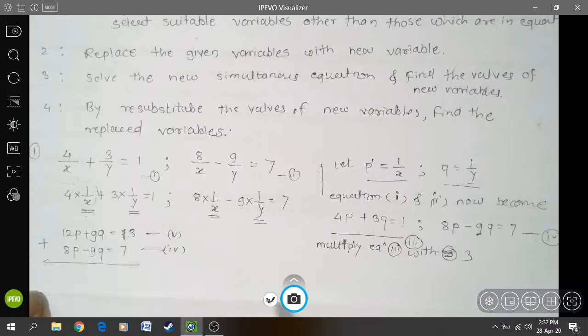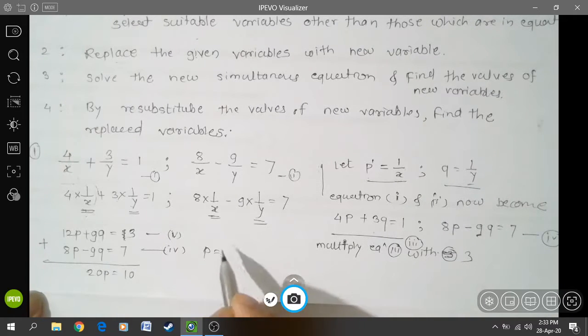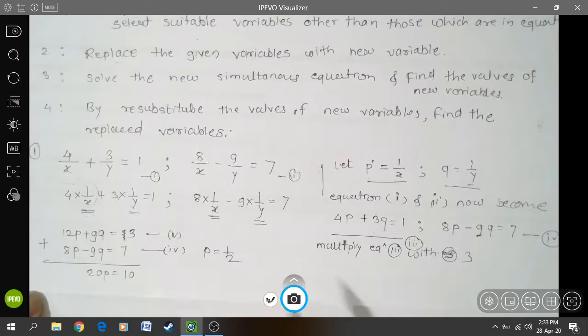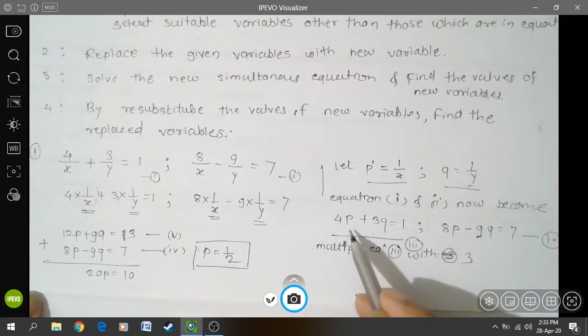After adding these equations, we will simply get 20p is equal to 10. P is equal to 1 by 2.